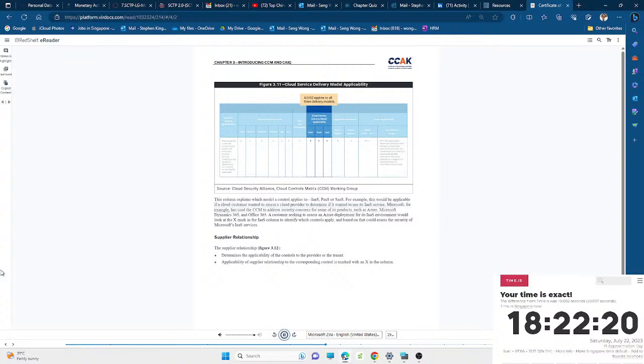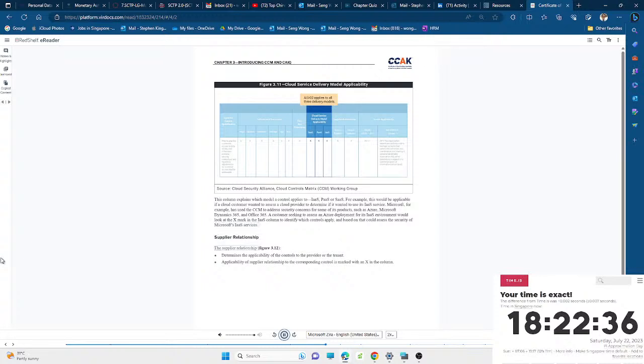Microsoft, for example, has used the CCM to address security concerns for some of its products, such as Azure, Microsoft Dynamics 365, and Office 365. A customer seeking to assess an Azure deployment for its IaaS environment would look at the X mark in the IaaS column to identify which controls apply, and based on that could assess the security of Microsoft's IaaS services.